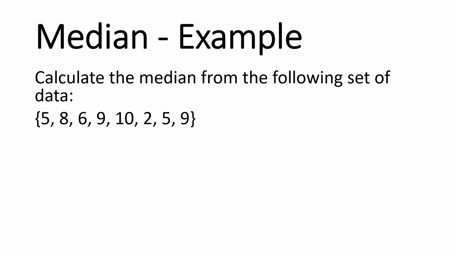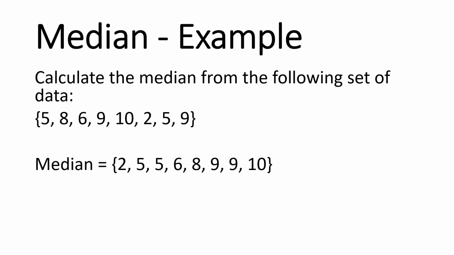Let's have a look at another example. Calculate the median from the following set of data: 5, 8, 6, 9, 10, 2, 5, 9. Once again, our data is not in order from lowest to highest, so we must do that first. Once we have put it from lowest to highest, we can see that in this set of data we actually have two pieces of data in the middle. When this happens, we have to take the average of those two pieces of data. So we do 6 plus 8 divided by 2, which equals 7. So the median of this data set is 7.